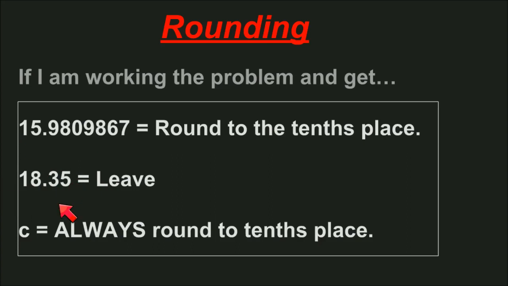So if it looks like this, we're going to leave it. Then finally, anytime we solve for C, which is again the hypotenuse, you're always, always, always going to round to the tens place. So anytime, no matter what, even if it looks like this example or our top example, when you solve for C, we always, always, always round to the tens place. Okay, so let's go ahead and try this out.